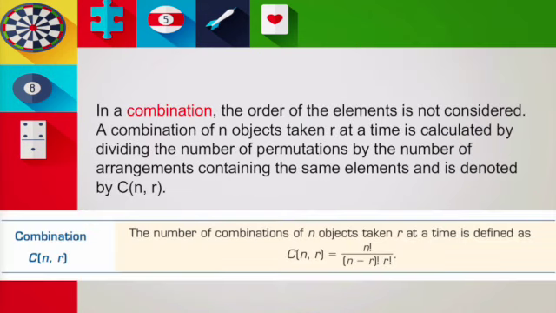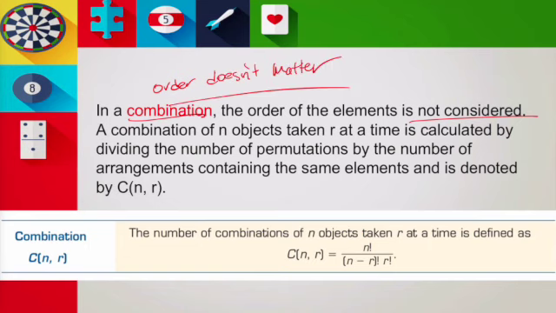In a combination, the order of the elements is not considered. So combination, order doesn't matter. Very important to remember the difference between combinations and permutations. In a combination, the order doesn't matter. A combination of n objects taken r at a time is calculated this way. Very similar to the permutation formula, except you have this added r factorial.